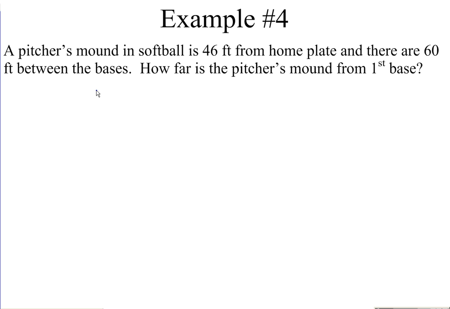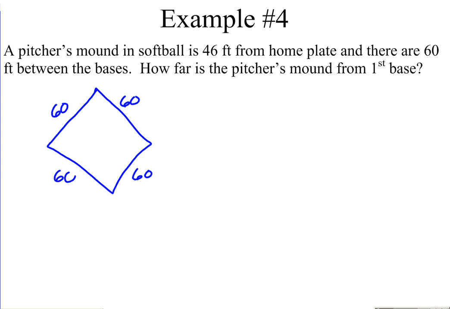So if I draw an entire softball diamond here, we know that there are 60 feet between each of the bases. We know the distance from the pitcher's mound to home plate is 46 feet, and what we're interested in finding is that distance right there from the pitcher's mound to first base. If I pull out just this triangle, that's the triangle that's going to allow us to solve for that distance x, so I'm just going to redraw it over here.